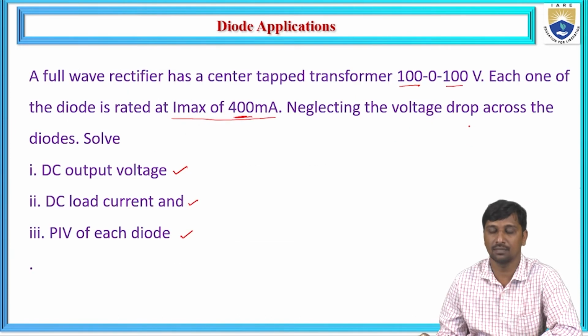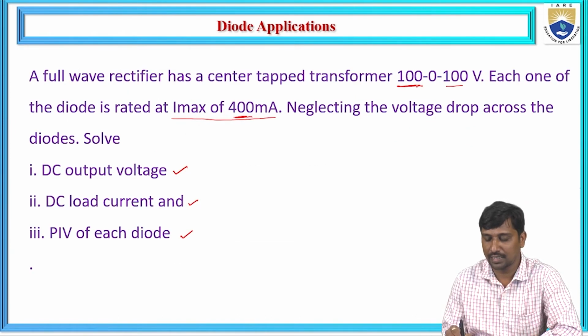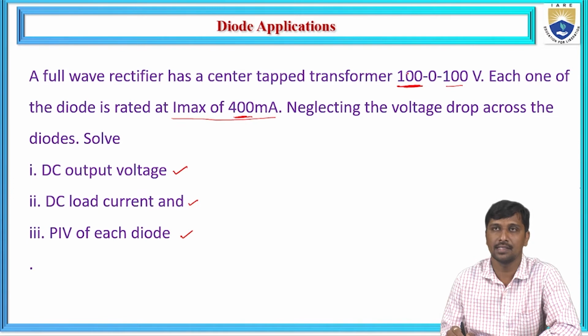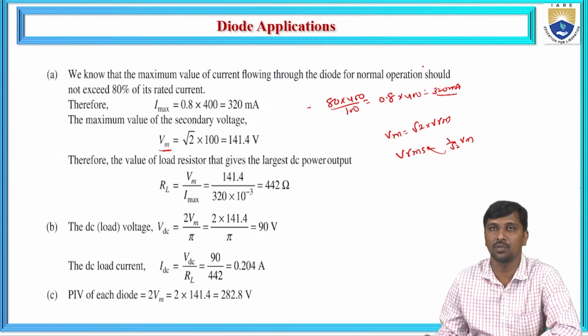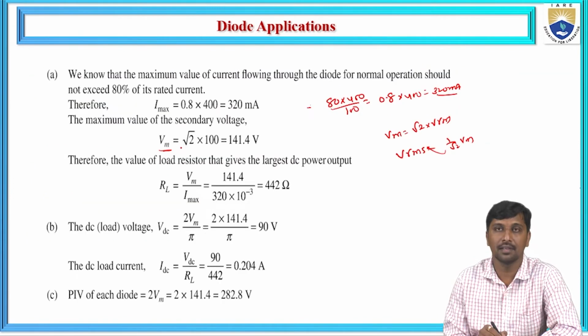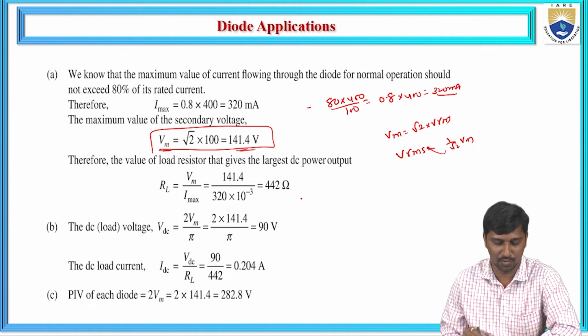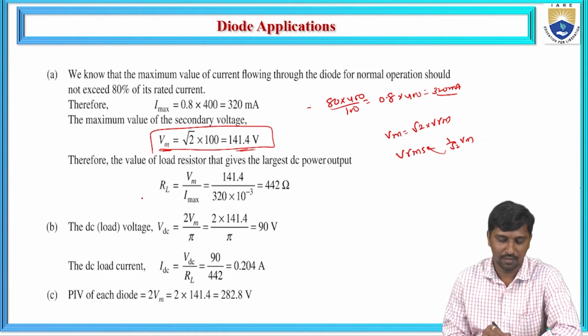So in the problem statement, they are given that the secondary transformer winding output is 100 volts. This is the secondary AC rating, that is nothing but the VRMS voltage. Hence, I calculate root 2 into 100, that gives VM equal to 141.4 volts. Then we need to calculate how much load resistor is required.